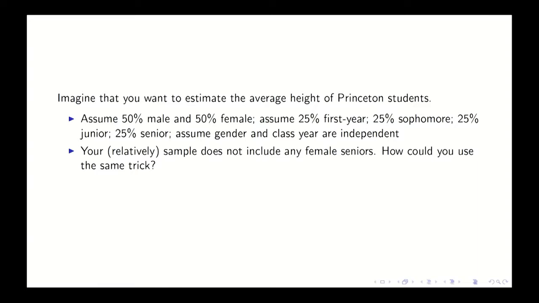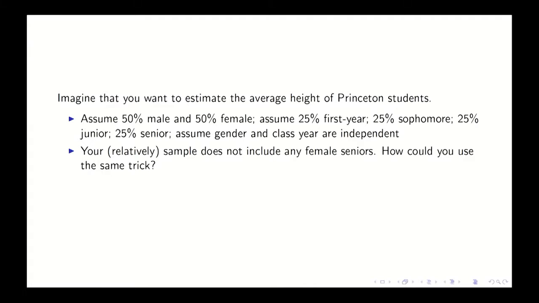Now, imagine, though, that there are no female seniors in your sample. So imagine people keep getting taller until 22. So first, second, third, fourth year, males and females. You split up your sample. You look at the average height in each of these groups. You know their relative sizes. You're going to do a weighted average.